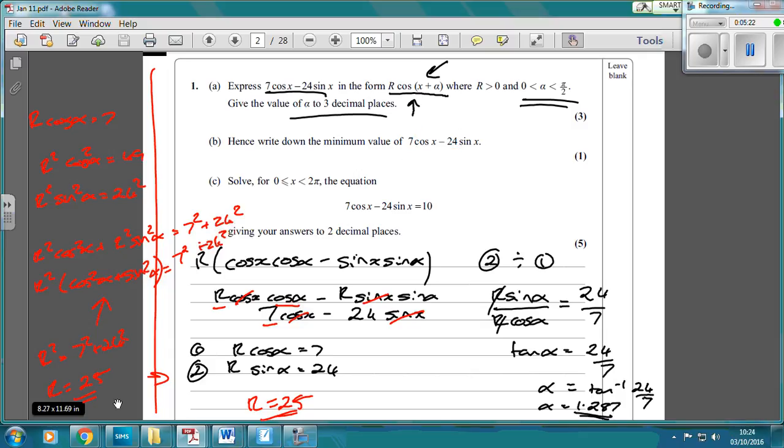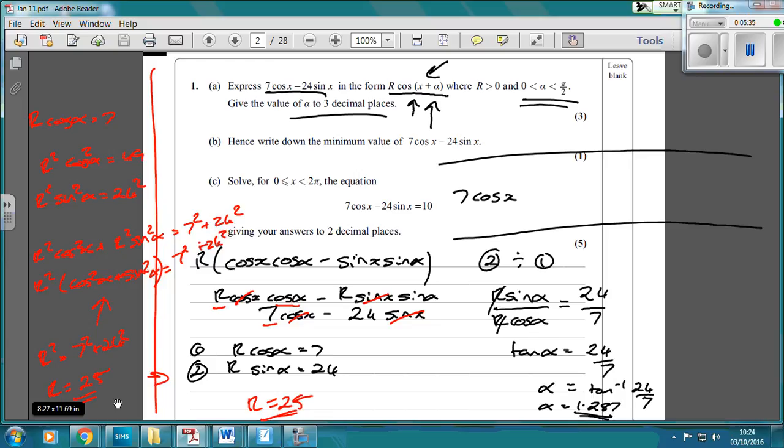Anyway, all of that means that because it asked us to write r cos(x plus alpha), we can now write that as 7 cos x minus 24 sin x equals r, which is 25, cos(x plus 1.287).